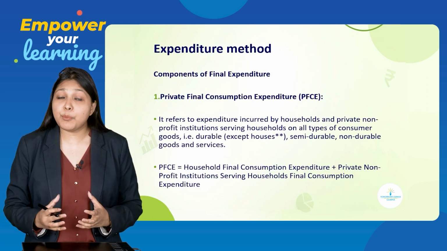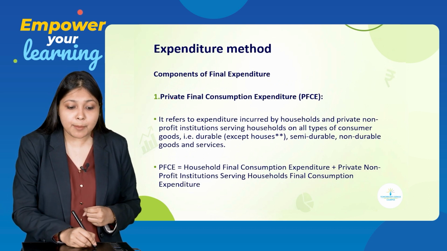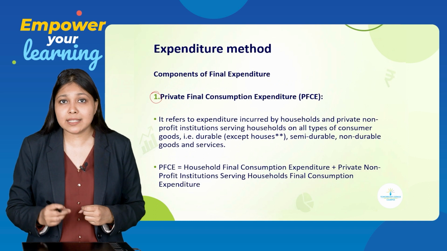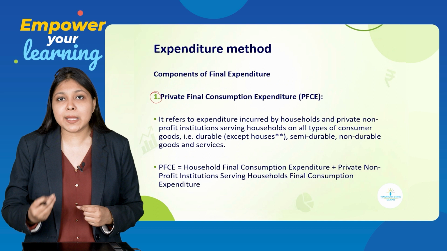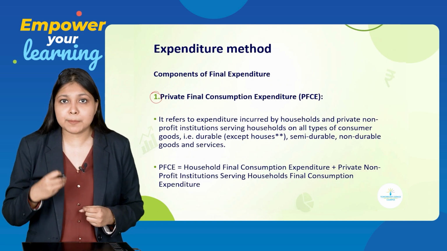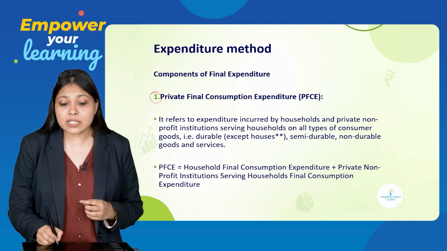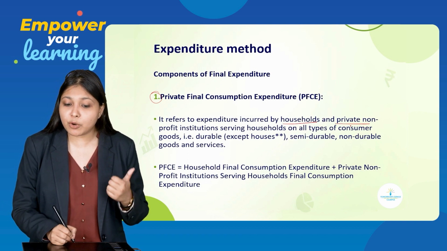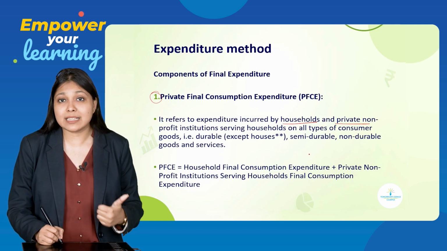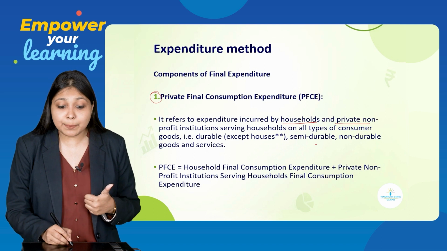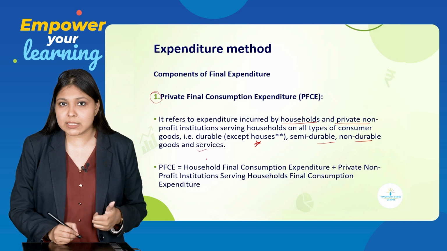Components. Now, very important, we should know what the components of the expenditure method are. The first component is PFCE, that is Private Final Consumption Expenditure. All the expenditure done by private households is considered here. It covers expenditure incurred by households and private non-profit institutions serving households on all types of consumer goods, that is, durable goods except houses, very important, semi-durable, non-durable goods and services.